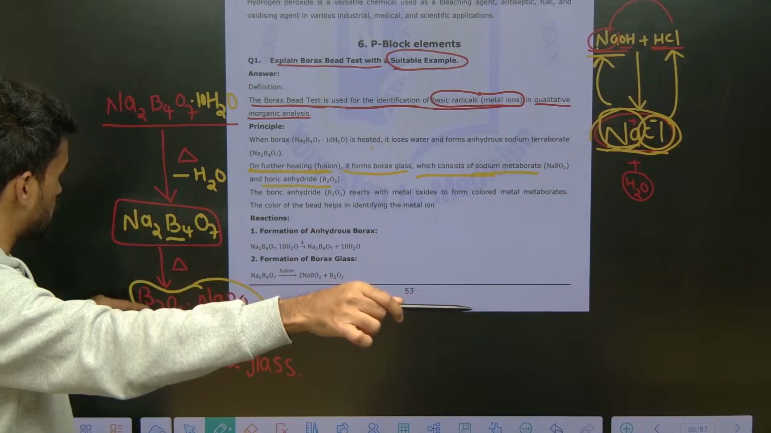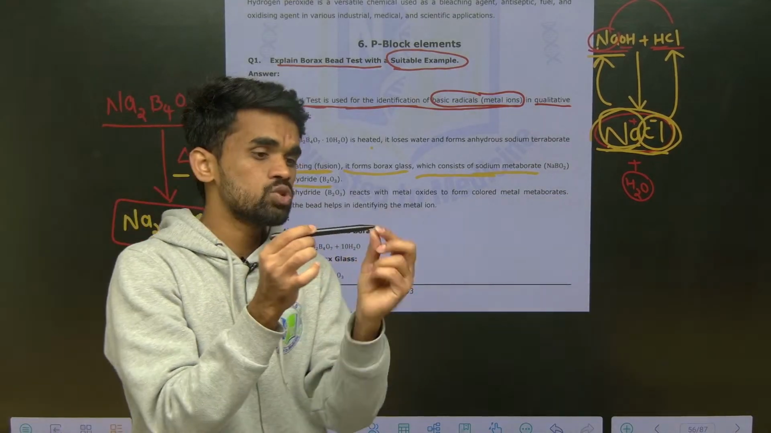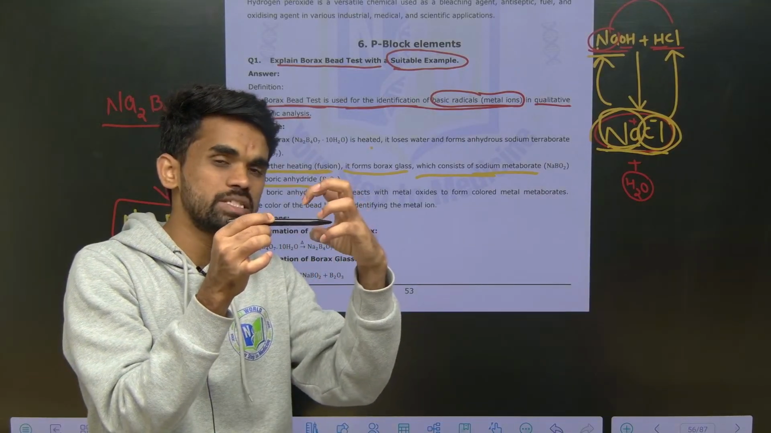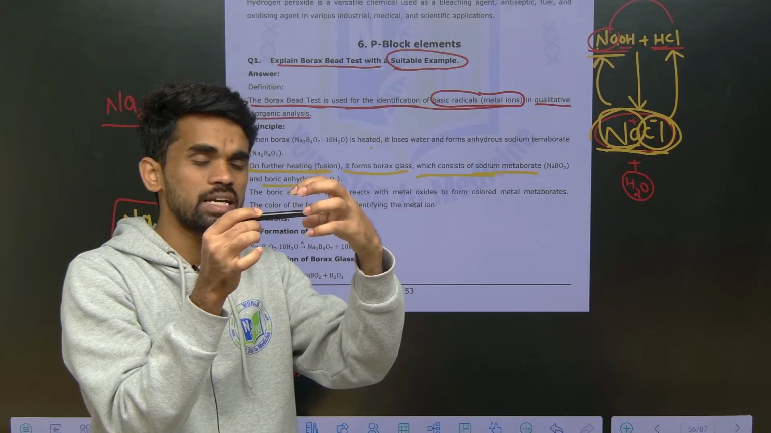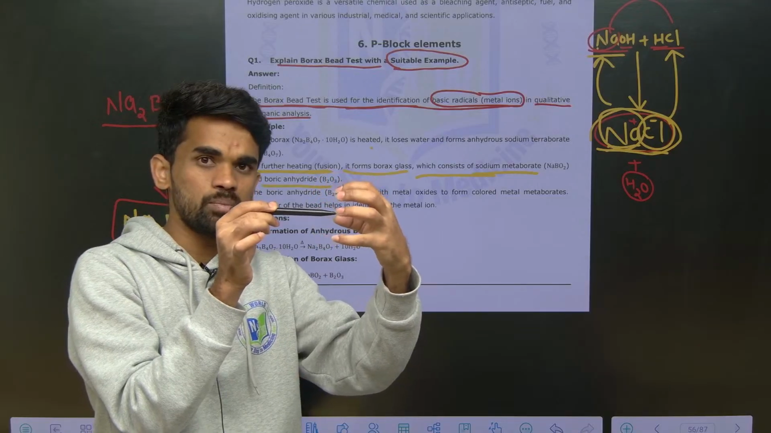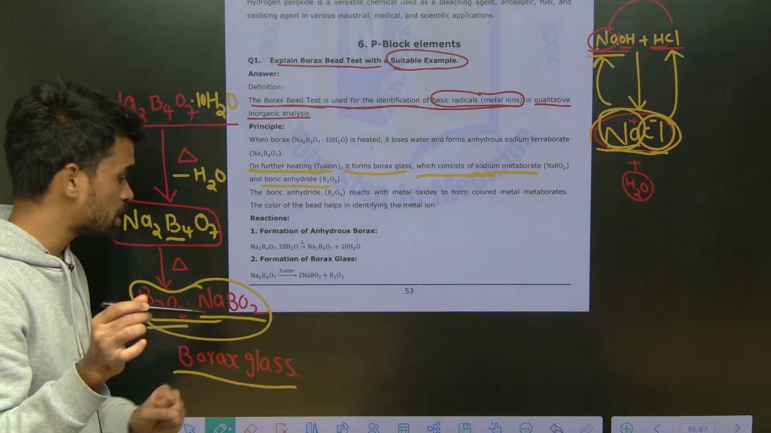Again, further heating gives this. So now what happens to your platinum loop? At the end, wherever you have taken that borax, at that position you will see a glassy, transparent bead. You are seeing a glassy substance at the end, wherever you have taken that borax before heating. Now this is what is called borax glass.